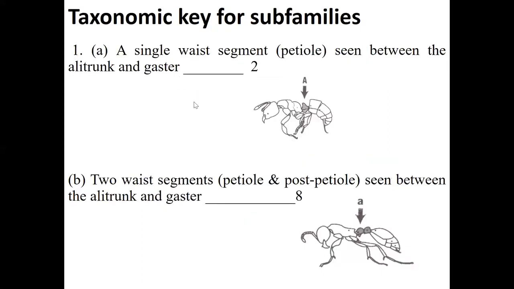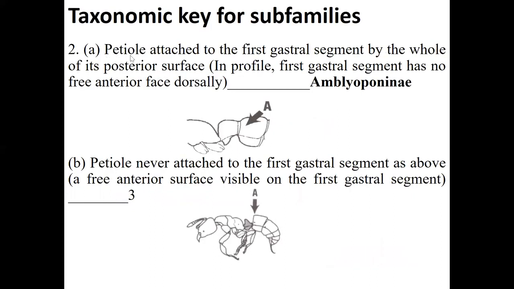Then I said here, go to number 2. There is part A: petiole attached to the first gastral segment by the whole of its posterior surface. In profile, the first gastral segment has no free anterior face dorsally. Now again, this is the alitrunk partly drawn, this is the gaster partly drawn, and this is the petiole. I'm talking about this junction. You don't find a free space here, right?